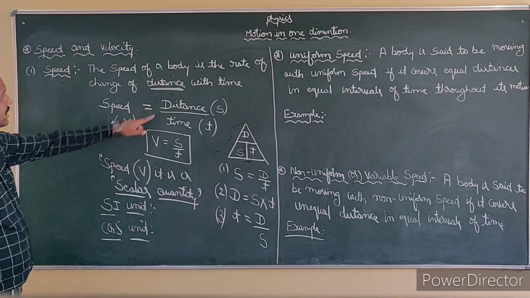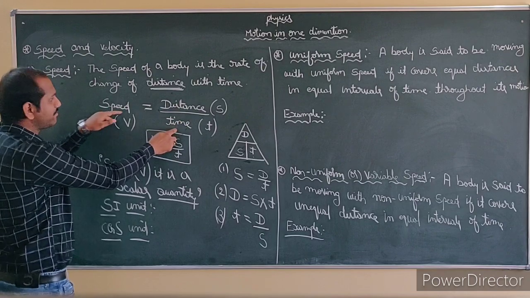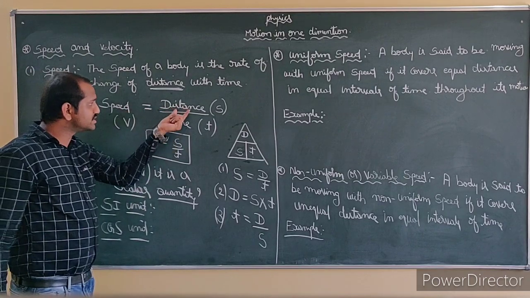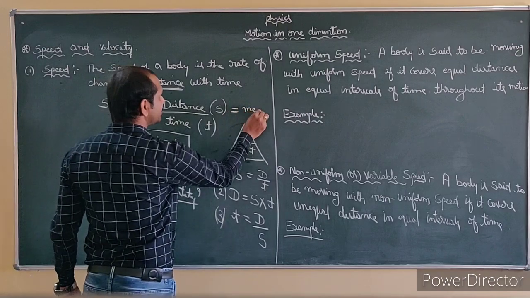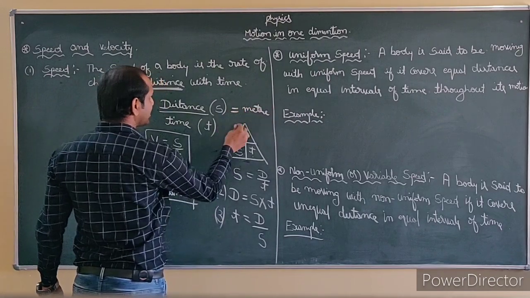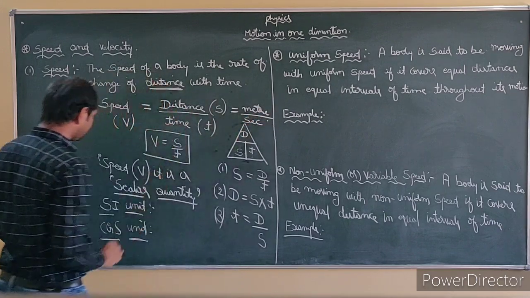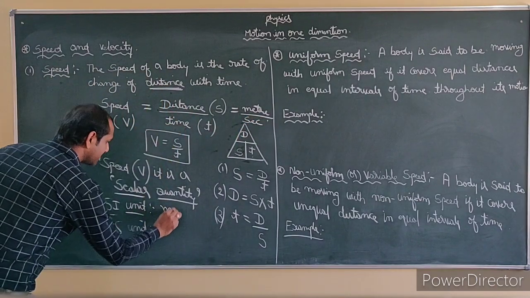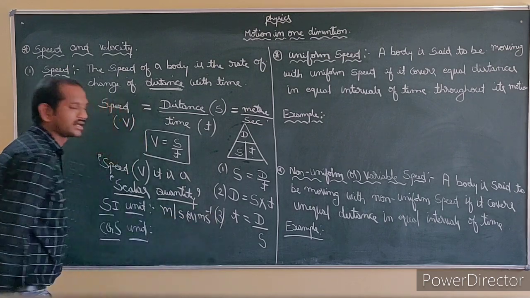How to find the unit? Since speed is nothing but distance by time, first of all we should know the units of distance and time. So what is the unit of distance? Distance is usually measured in meter, in SI. What about time? Time is usually measured in second. Therefore, the SI unit is meter per second, or even you can write it as this one.